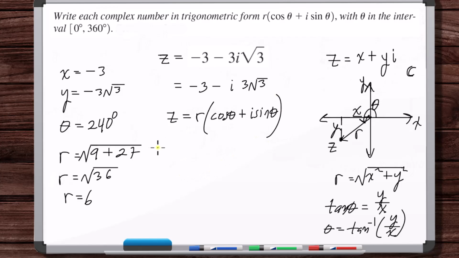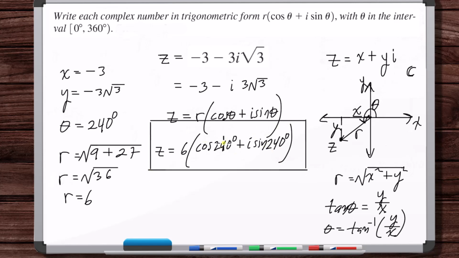And so we just write it out. So we've got 6 cosine of 240 plus i sine of 240. And that's it.